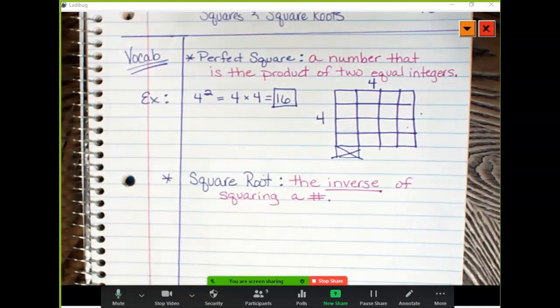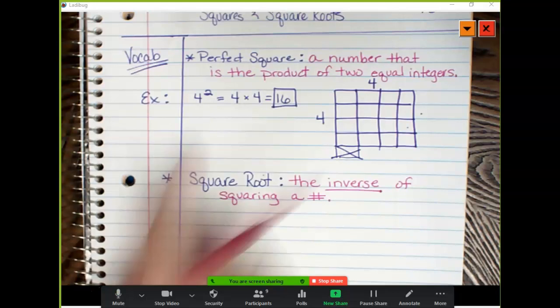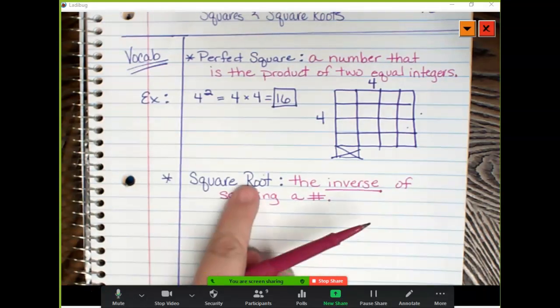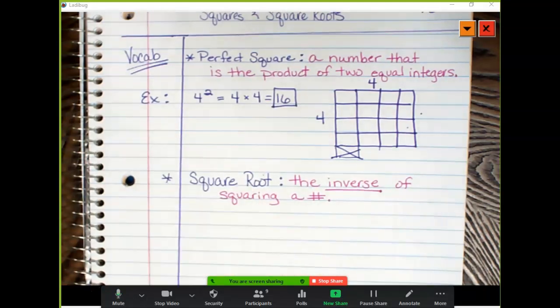So if I were to ask you, what is the opposite of addition? Subtraction. Subtraction is the inverse. What is the opposite of subtraction? Addition. Remember those were what they called fact families in elementary school? Squaring, a perfect square, and square root are a fact family. What's the opposite of squaring a number? The square root. So they are opposites of each other.